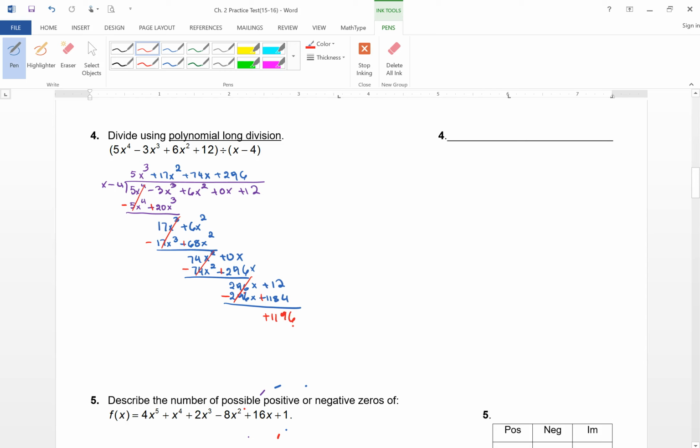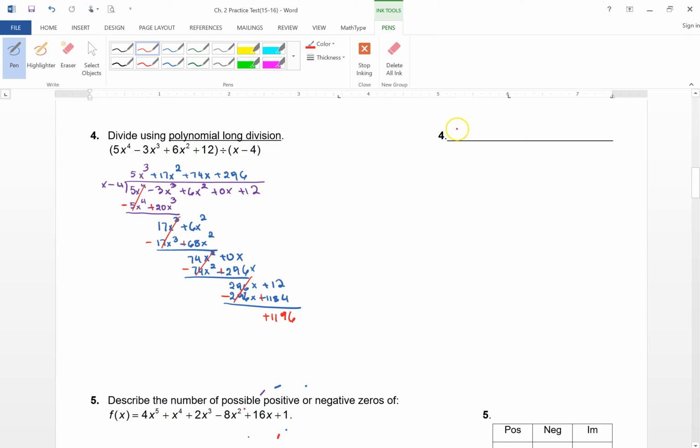Now, on the test, numbers will be more manageable, right? So I reserve those problems for the test. So I put like the B list on the practice test.